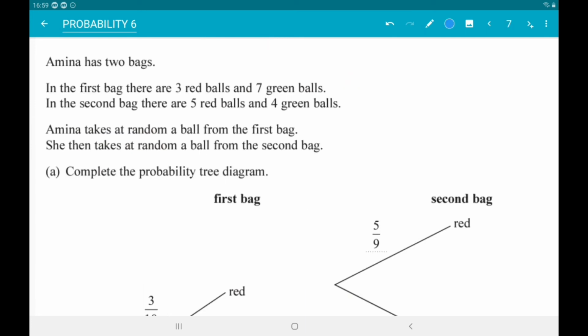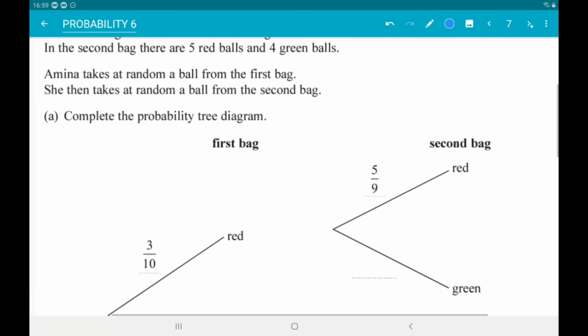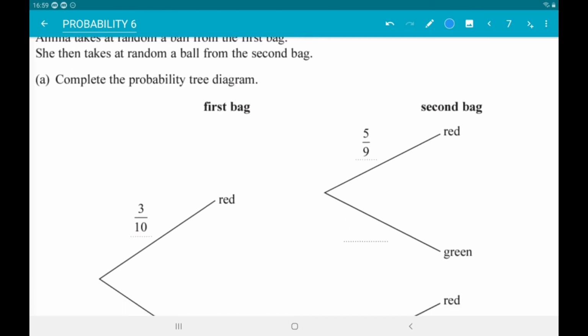Final question, so Amina has 2 bags. In the first bag there are 3 red and 7 green balls. In the second bag there are 5 red and 4 green balls. She takes at random a ball from bag A and then a ball from bag B. Part A wants us to complete the tree.